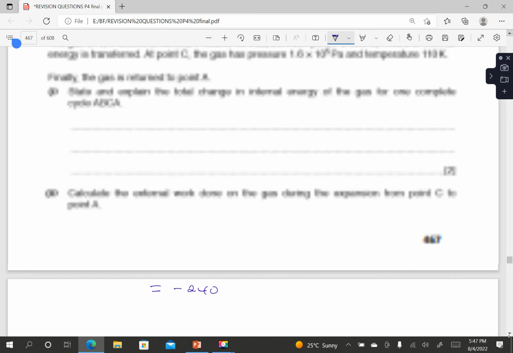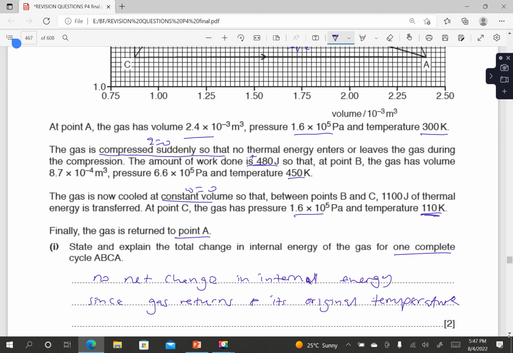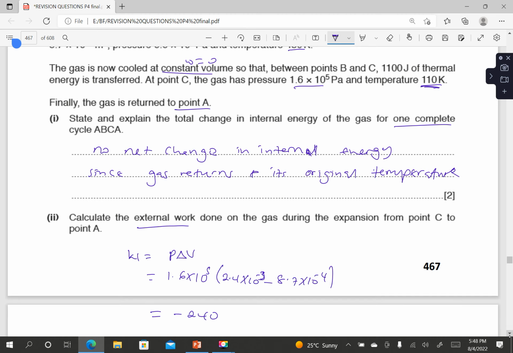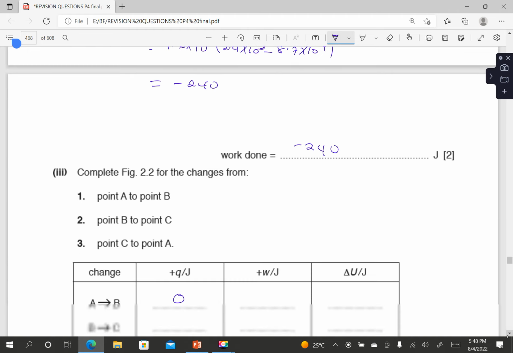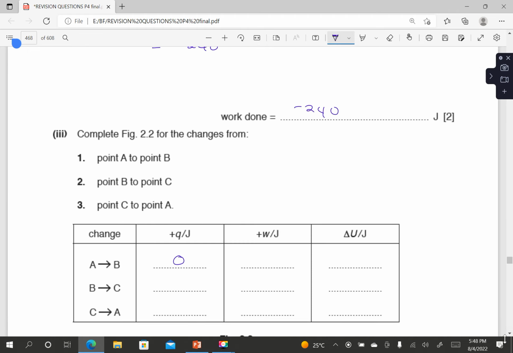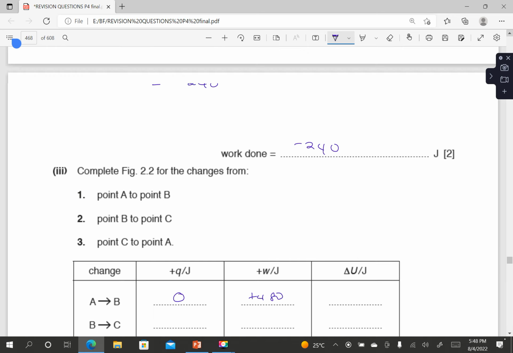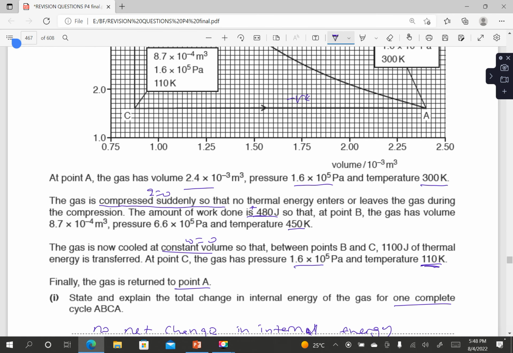Okay, we go back again. The amount of work done is 480 joules, so that at point B, the gas has that volume. So the work done is positive because the volume is decreasing. From A to B, the volume is decreasing, so the work done is positive 480 joules.